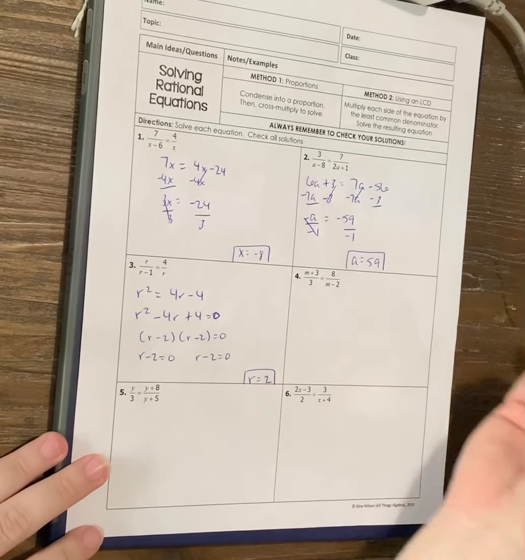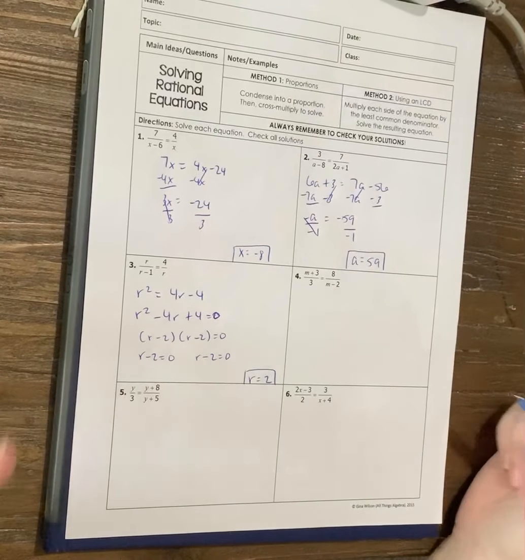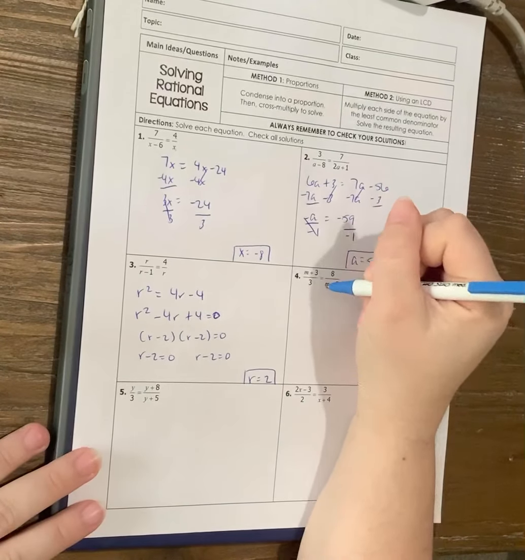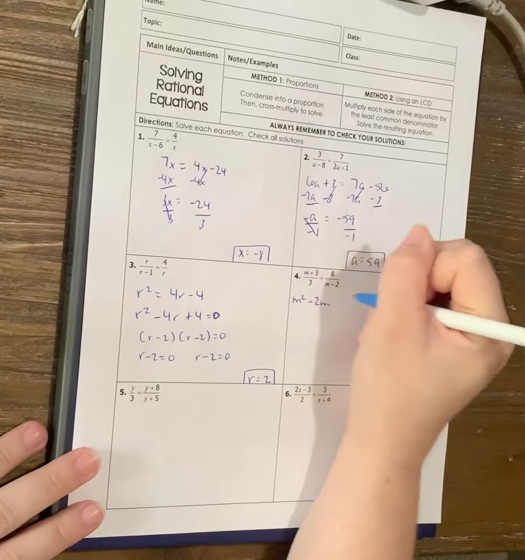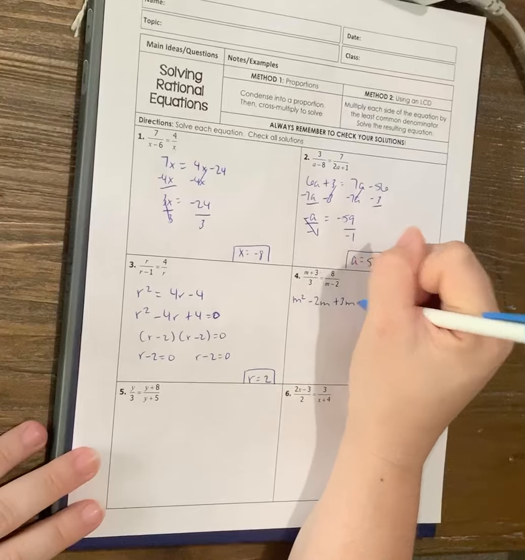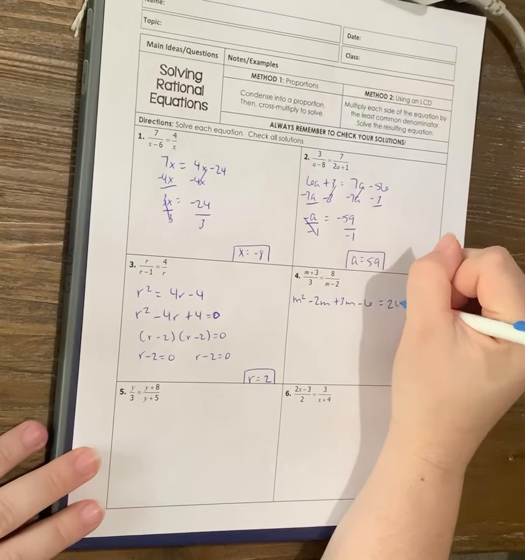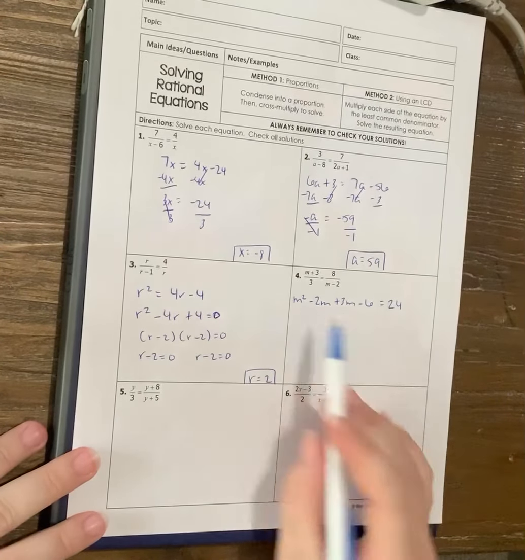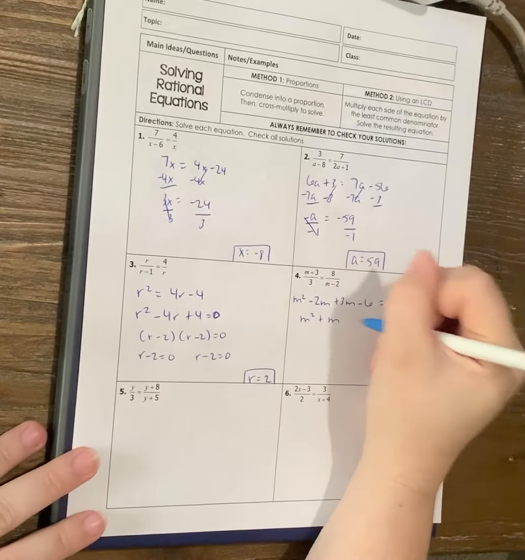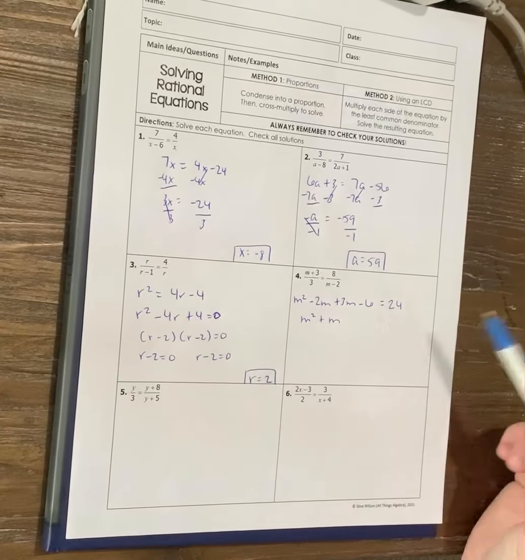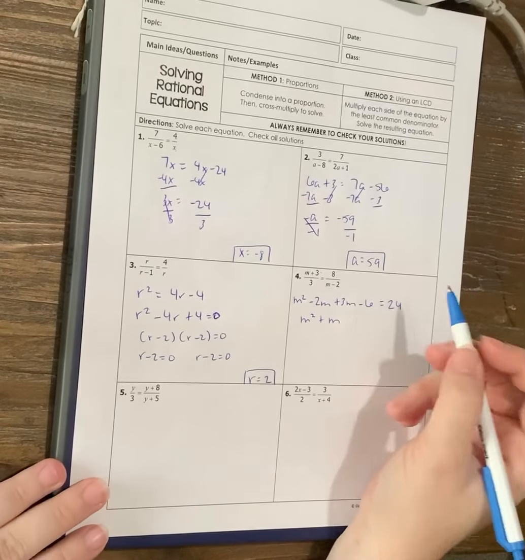Number 4. Okay, so because we have binomials in both of those, you just want to basically FOIL them. So you have m times m is m squared. M times negative 2 is negative 2m. 3 times m is 3m. 3 times negative 2 is negative 6. And then on the other side, you have 3 times 8 is 24. Okay, so then we want to combine like terms here. So we have m squared. We have negative 2m and 3m as a positive m. And then you still have that negative 6. Now, because we have an m squared here, we're going to have to factor. So that 24, let's go ahead and subtract it over. So you have negative 6 and negative 24, which gives you negative 30.